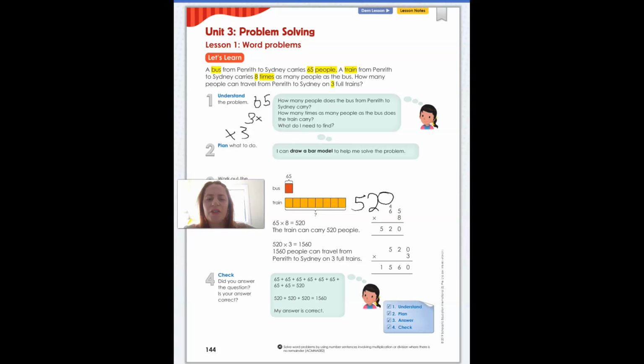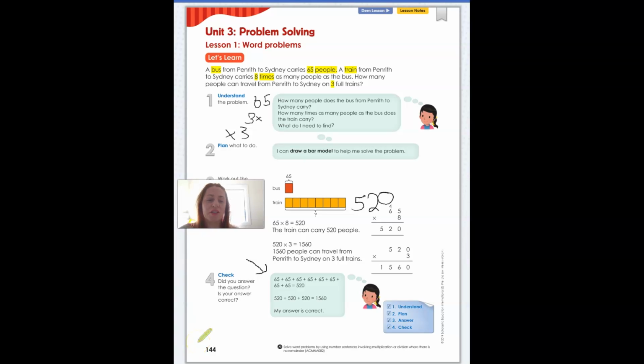So come down here, 520 times 3 equals 1,560, and they have done that maths right there. 3 times 0 is 0, 3 times 2 is 6, 3 times 5 is 15. Okay, so 1,560 people can travel from Penrith to Sydney on 3 full trains. And here we've got a type of check. Now we could check by using division, but they've done addition. And they've done 65 plus 65 plus 65 all the way to 520.